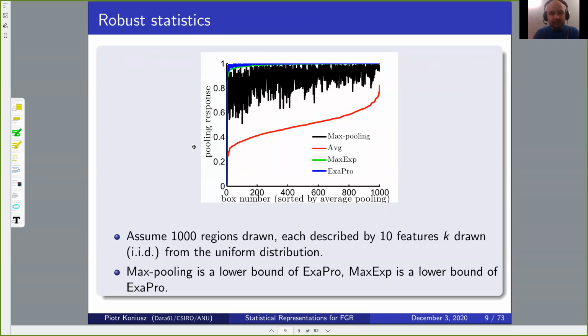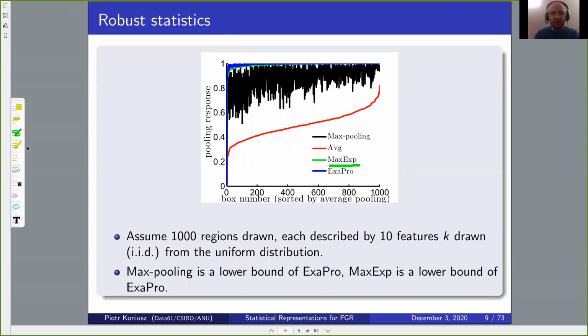To give you a better idea, this is a synthetic experiment. So assume that we have 1,000 regions drawn. Each is described by 10 features drawn from the uniform distribution, again under the IID assumption. Then we order all the pooling responses by the response of average pooling from the lowest to the highest response. So you can see over here the response of maximum pooling, and it is clear that ExaPro is the upper bound of maximum pooling. And at the same time, this max-exp function over here is in fact a lower bound of ExaPro.